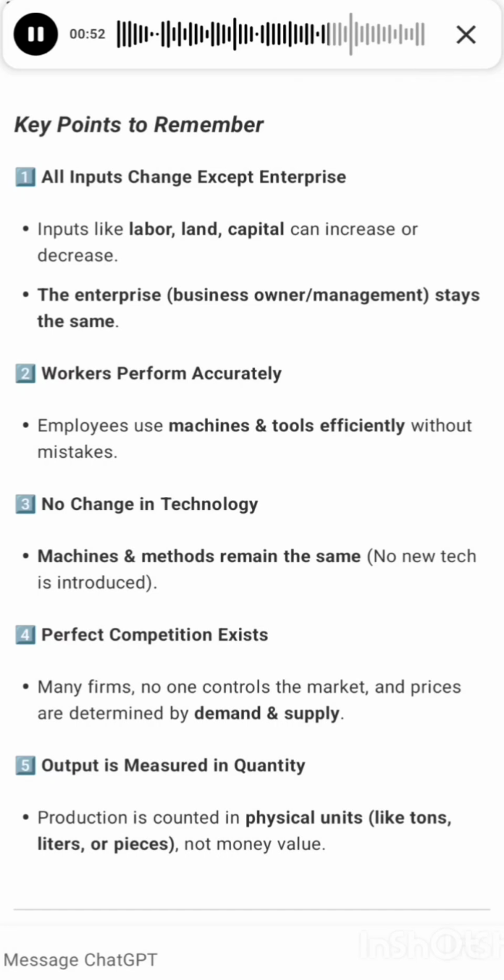Short trick to remember, word method. Key points: inputs, workers, tech, competition, output. Word equals IWTCO, think "I work to count output." I: inputs change, except enterprise. W: workers perform well. T: technology is constant. C: competition is perfect. O: output is measurable. Just remember IWTCO, and you can recall the assumptions easily.